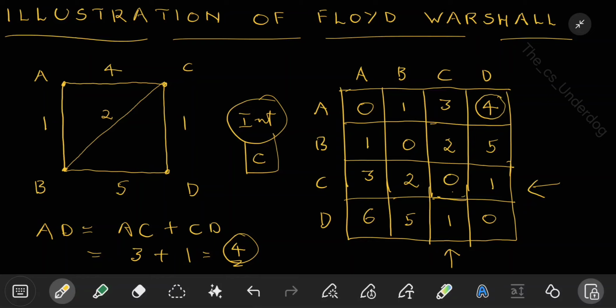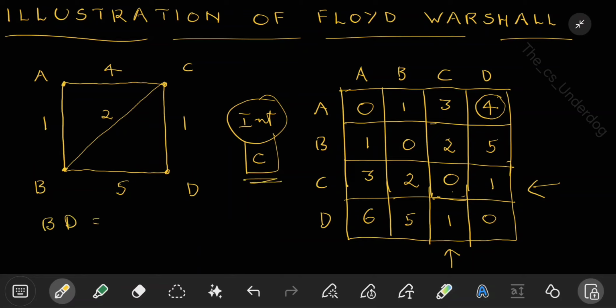Next value to be taken. Let us take this row. In that BA is 1, I am skipping. BB is 0. BC is 2, but C is at one end, so I am skipping. Let us take BD, the last value here. If you take BD, what happens? BD, with C as our intermediate, will be BC plus CD. BC is 2 plus CD is 1. 2 plus 1 will be 3. The existing value of BD is 5. Because it is 5, you can change it to 3. This is the next change we made in this iteration.